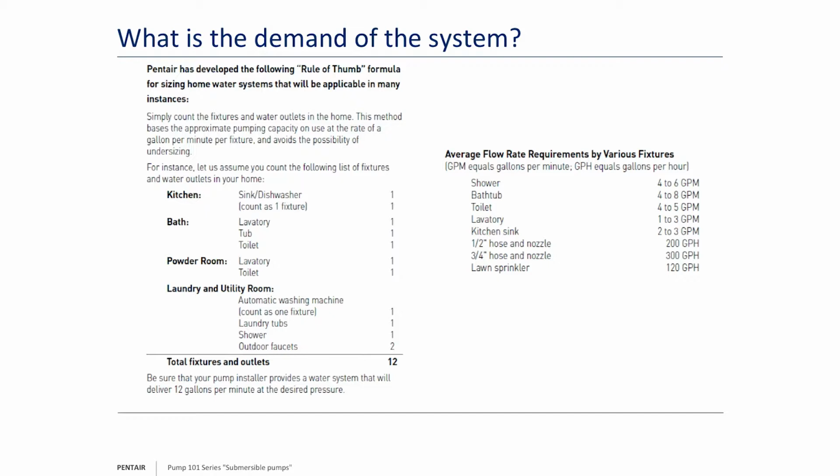We go into the powder room where there's a lav and a toilet again. So again, 1 point each. All right. Now we go down in the basement and we discover they have an automatic washing machine, which counts as 1 point. A laundry tub that sits right next to the dishwasher. We're still going to give it 1 point.